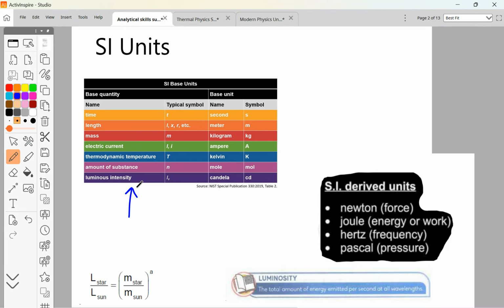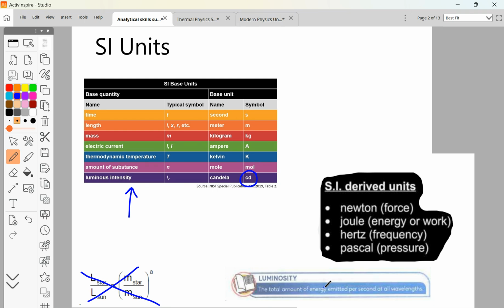And then the only other thing I need to remind you of here is that this last one, there's not really a topic in further studies physics where we use the luminous intensity, the candela, the cd, but you need to be able to recognize it still as a base unit. Please do not confuse it for luminosity. Luminosity is not a base unit.